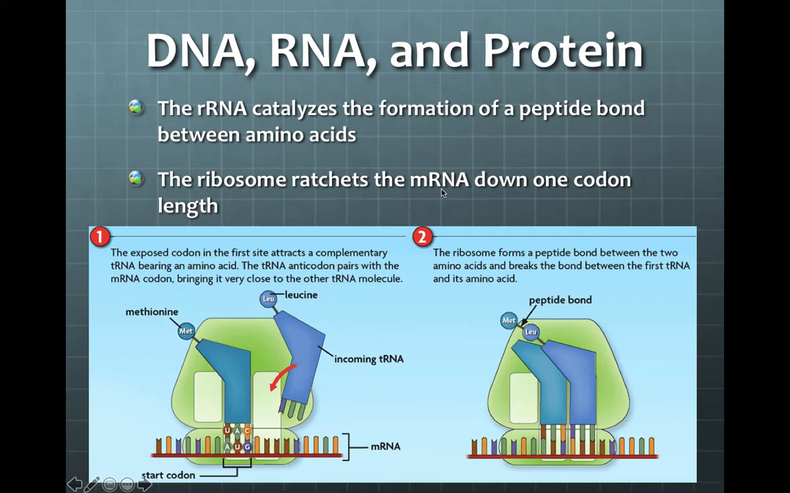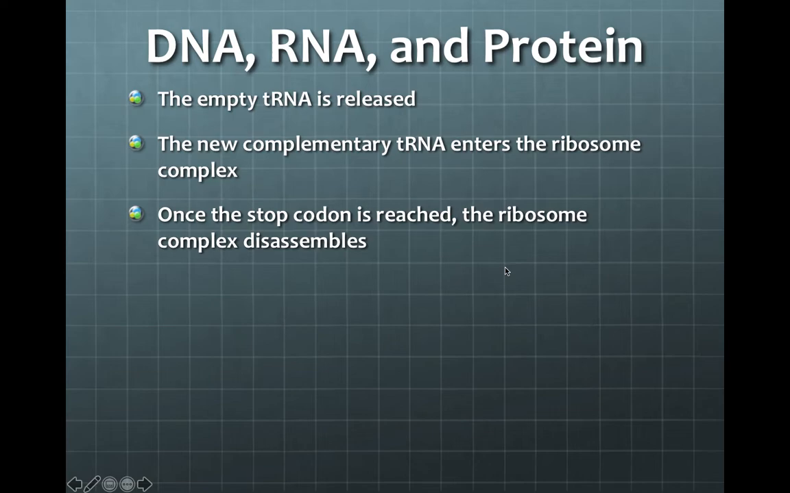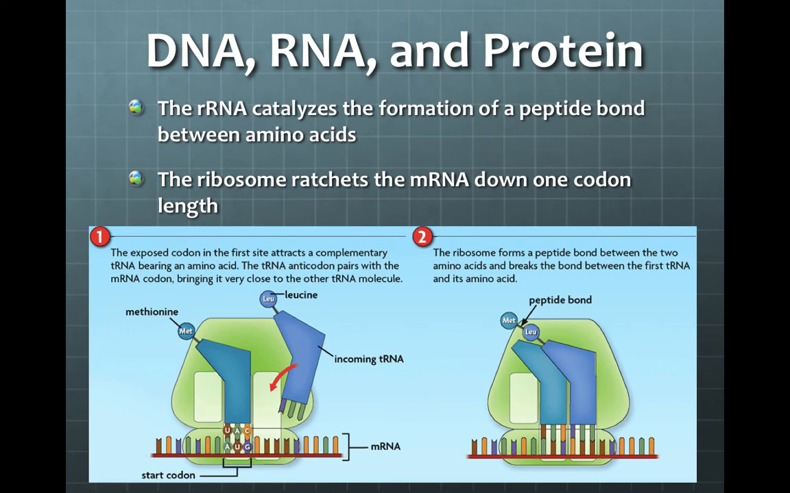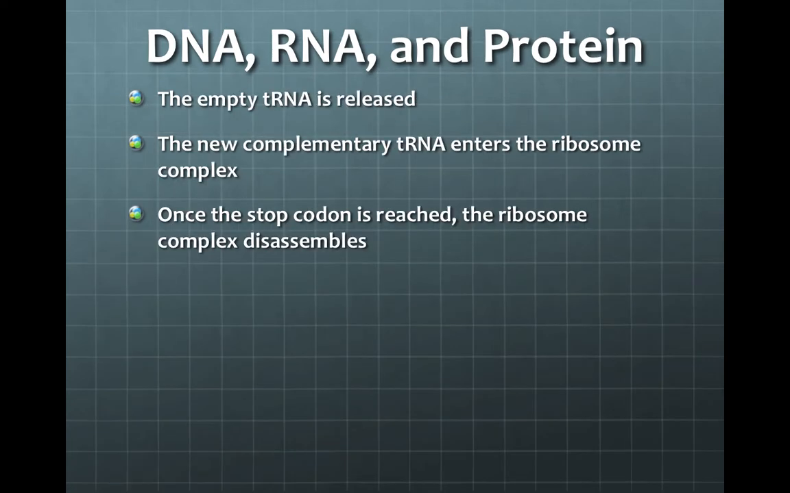The ribosome ratchets the messenger RNA down one codon length. Okay, so leucine's going to come in through here, and then when the next incoming transfer RNA comes, this one goes here, this one goes here, and then the new one will go here. And it just keeps passing on the amino acids. Okay, so these right here are really good to read, and I'm going to show you a video. I think I went too far.